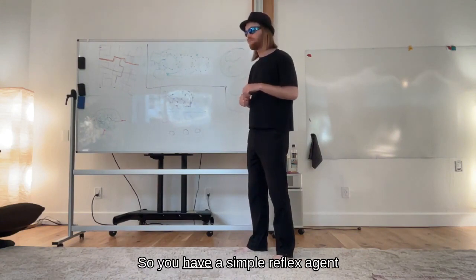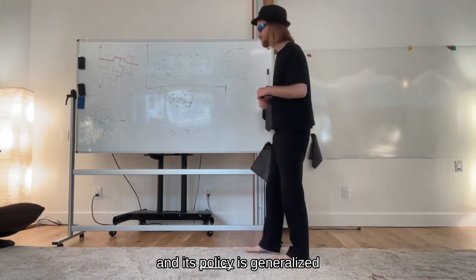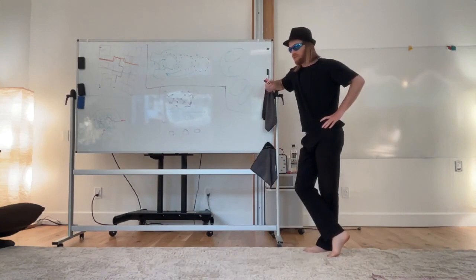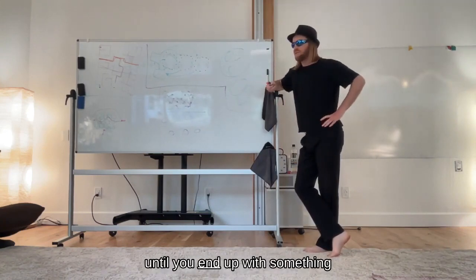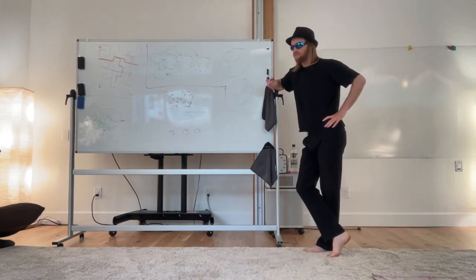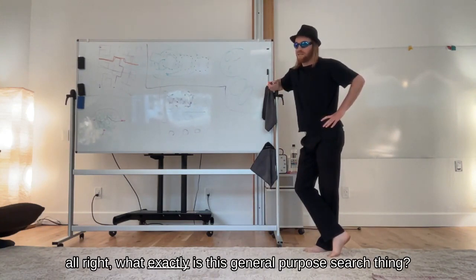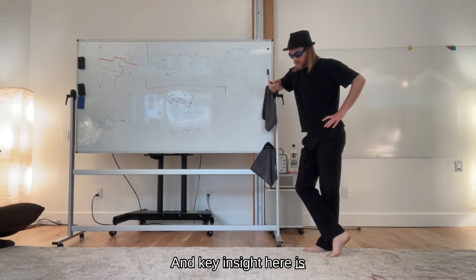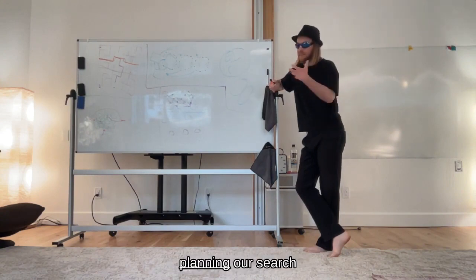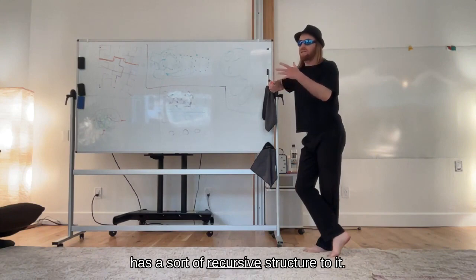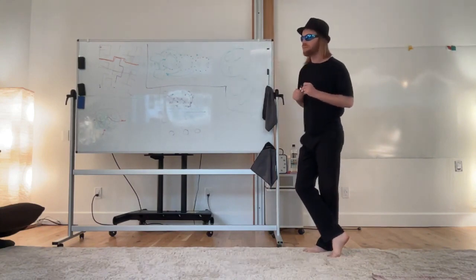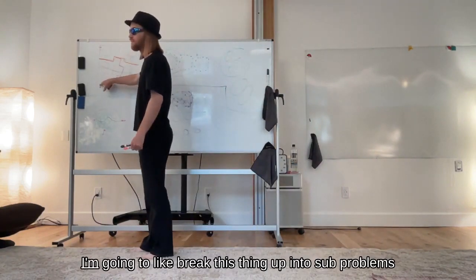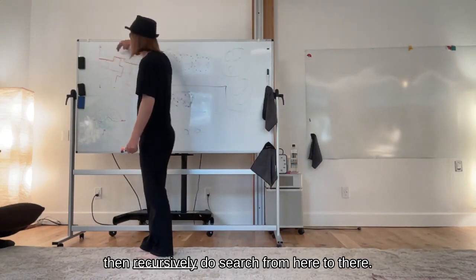Okay. So you have a simple reflex agent, and its policy is generalized to something more flexible and more conditional. It gradually gets more general, the policy gets more compressible, until you end up with something that looks like general purpose search. And then the question is, what exactly is this general purpose search thing? What is it going to look like? The key insight here is that planning or search has a recursive structure to it. So for instance, in the maze problem, my problem is to get from here to here. I'm going to break this up into subproblems, then recursively do search from here to there.